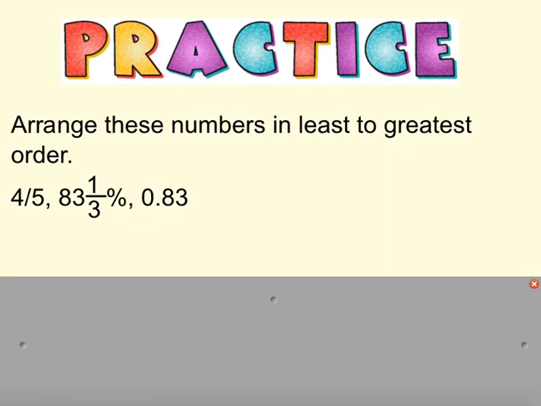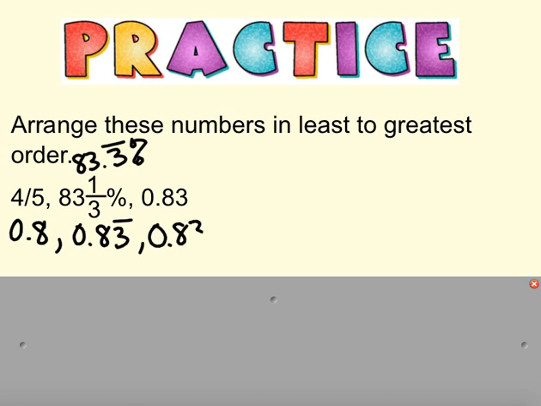Let's try it again. Okay, let's try and order these numbers from least to greatest. Lots of ways to do this. Maybe let's turn them all into decimals. 4/5 is a terminating decimal that goes to 0.8. 83 1/3%, well, I could write that in its percent form as 83.3 repeating. So it's easier to turn it into a decimal by moving it back twice. So it's 0.83 with the 3 repeating. And we have 0.83. Now we can order these from least to greatest.